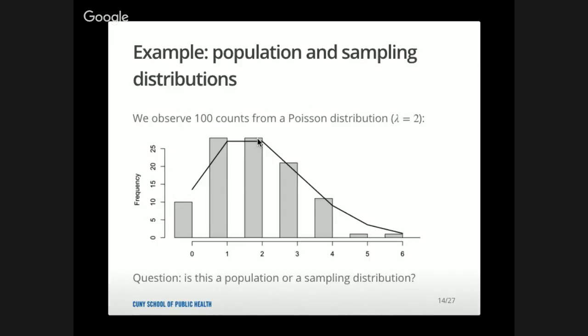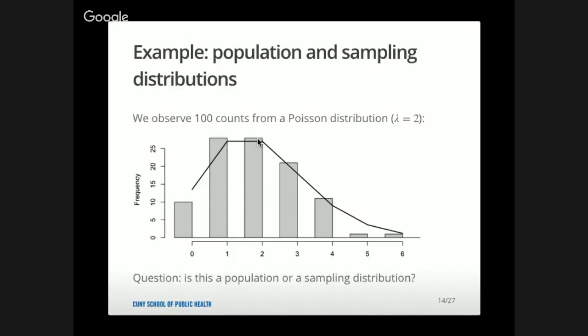No. I'm actually in upcoming slides going to show you what happens when we do that. It would no longer look like a Poisson distribution because the sampling distribution, it turns out, is no longer Poisson distributed.